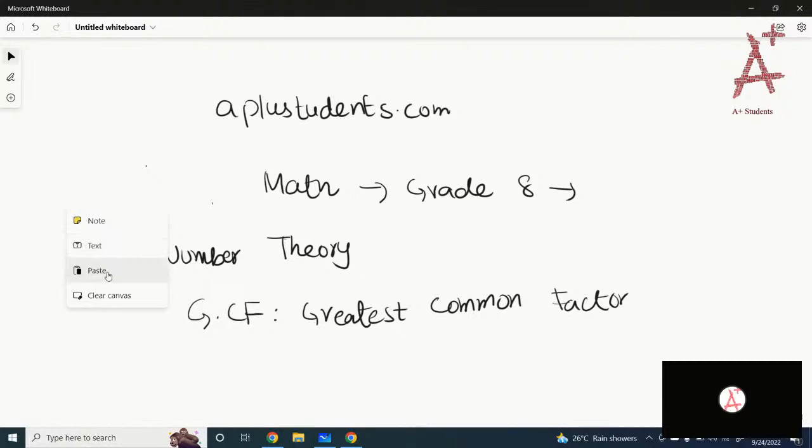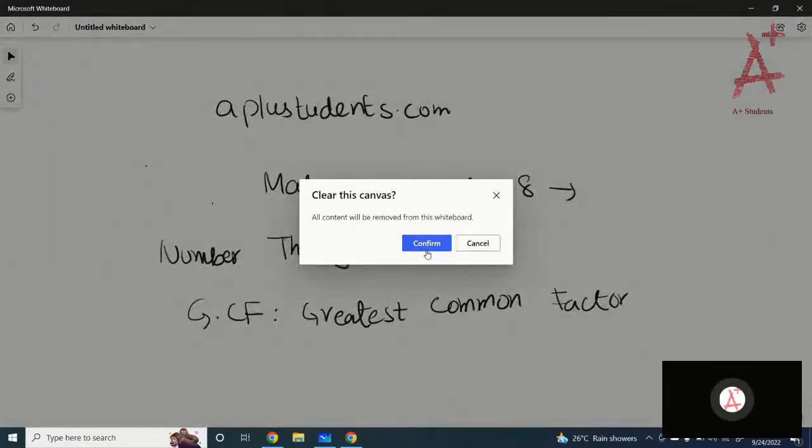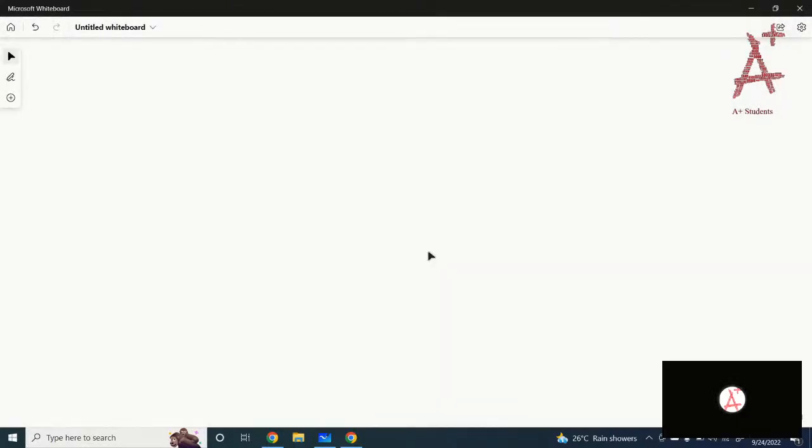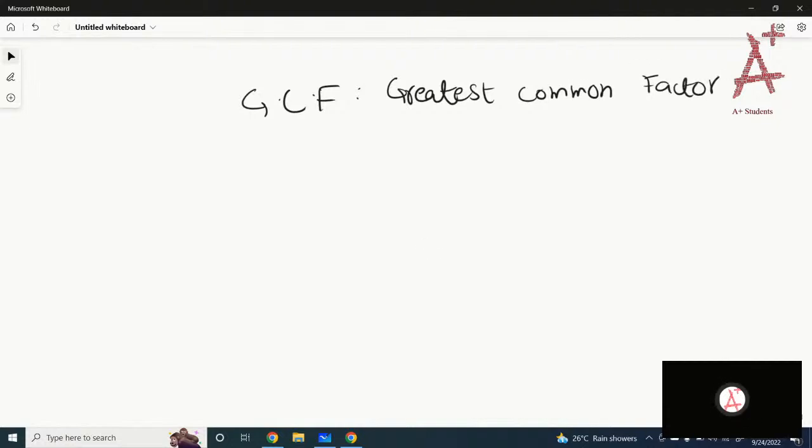Okay. So first we are going to see what is greatest common factor. What do you know about greatest common factor? You already did these topics in the previous grades. Let me write down the definition for the greatest common factor.